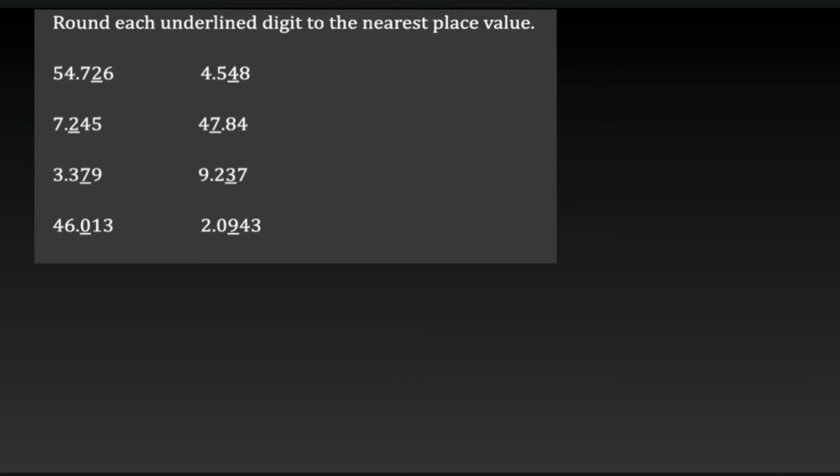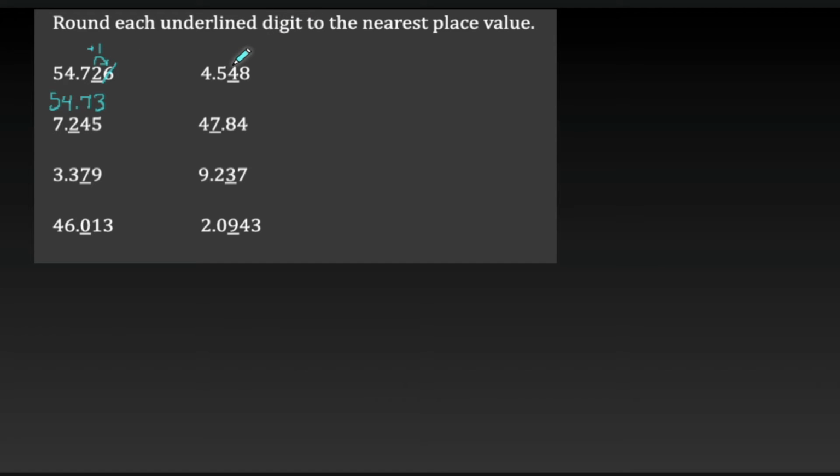So we are told to round each underlined digit to the nearest place value. Taking a look at the first decimal number, we have 54.726. The underlined digit here is a 2, which is in the hundredths place. We have to look over to its immediate right, which is a 6. Since it's 5 or more, we need to add 1 to the place value that we're rounding. So we need to add 1 to the 2, and that becomes 3 because 2 plus 1 equals 3, giving us 54.73. And drop the remaining digit.